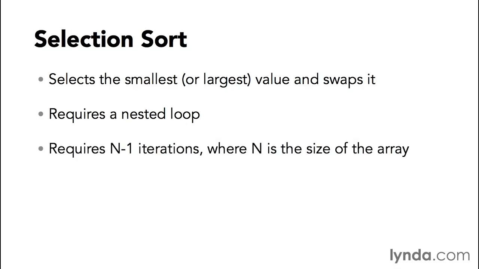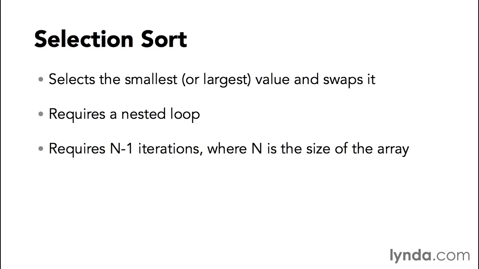The number of times the sort passes through the array is always one less than the number of items in the array. In the selection sort, the inner loop finds the next smallest or largest value, and the outer loop places that value into its proper location.